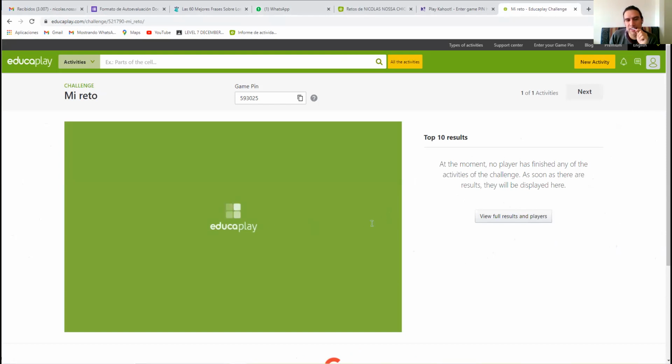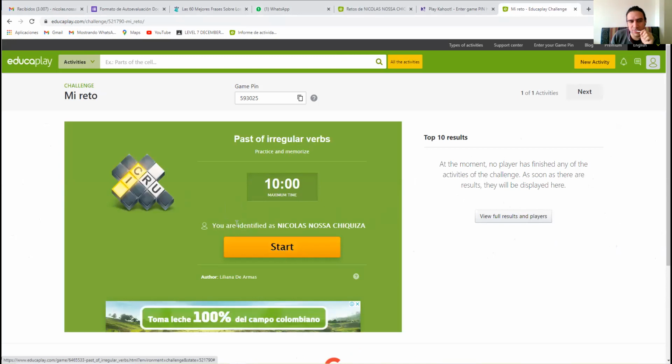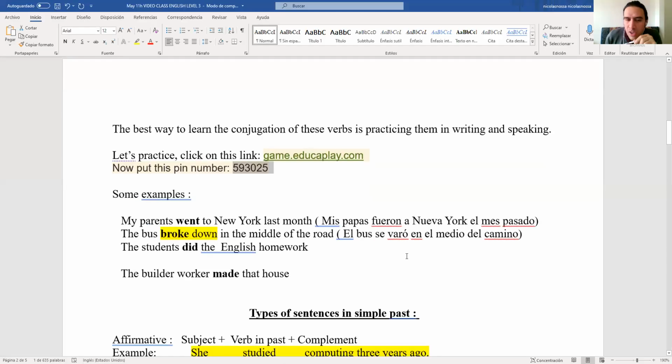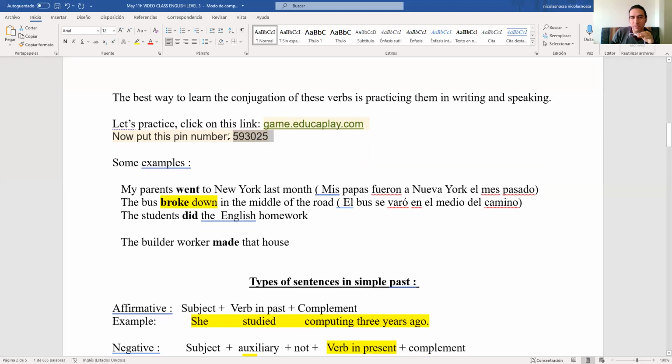Entonces ahí ya carga y le dan start. Listo, aquí, como se identifican, pues colocan su nombre, no van a colocar el mío y le dan start. Ok, that's it. Esa es la first activity that is related to irregular verbs, ¿no? Para practicar un poquito los irregulares, que es lo que necesitamos aquí ensayar. Ok, guys. Bueno, después de que terminen el jueguito, seguimos acá.